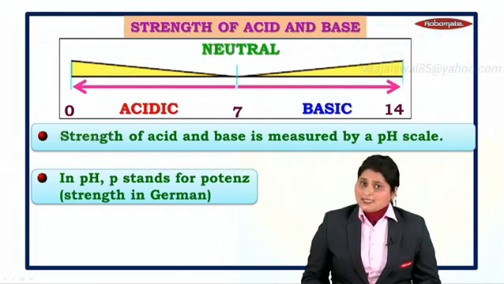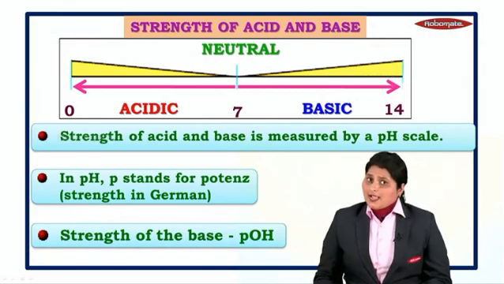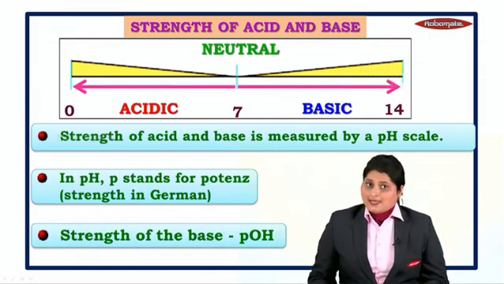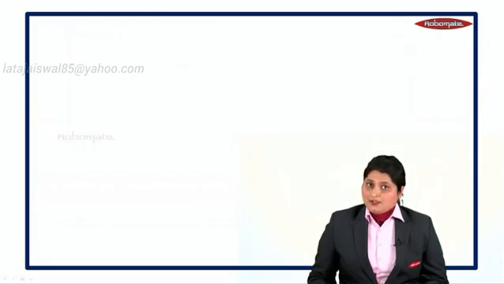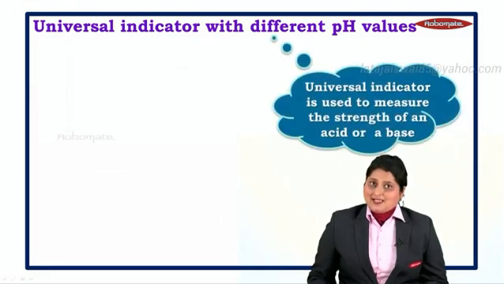Let's go ahead and study something else about this pH. Similar to acid, the pOH scale will tell you the strength of a base. How many OH ions are present in the base, you'll come to know using the scale called pOH. Let's understand this in a better way by using universal indicator with different pH values. That is what we are doing in the form of an experiment.